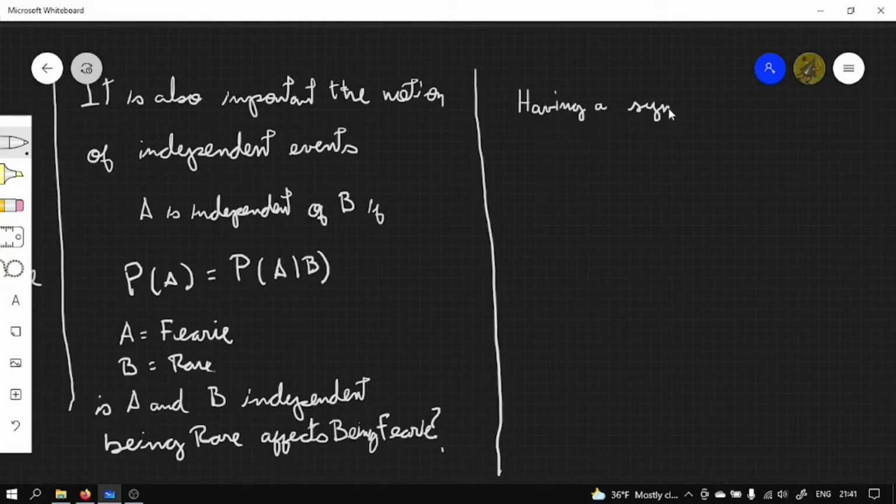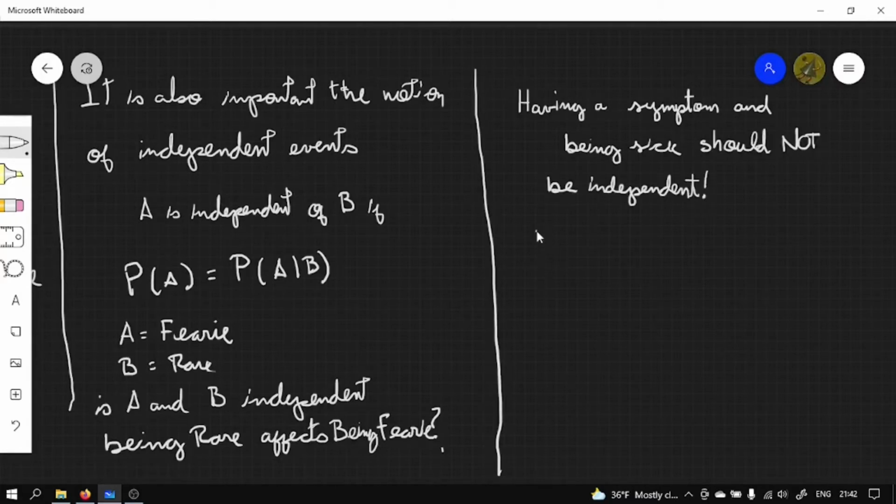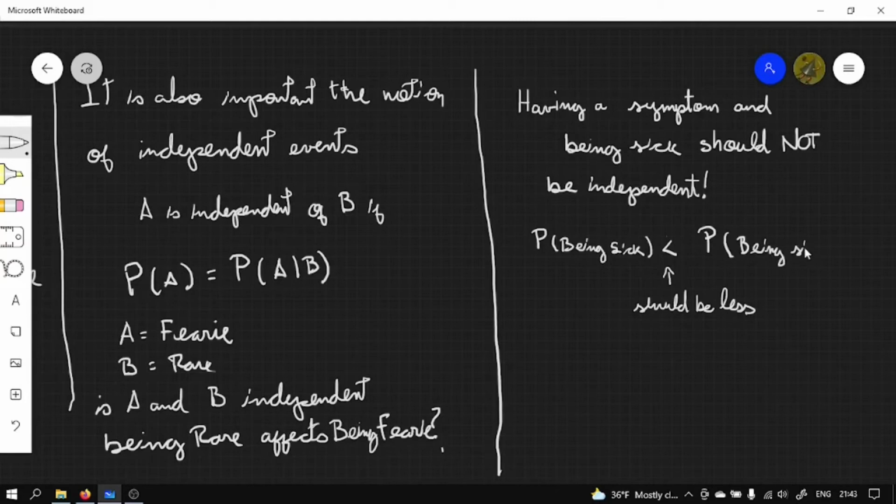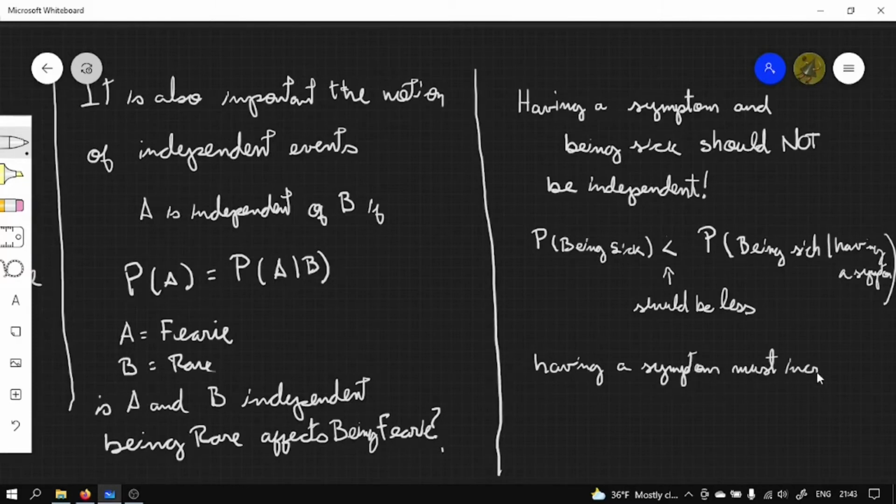And as a kind of counterexample, the event of having symptoms and the event of being sick should not be independent. If you have symptoms, the probability of being sick must be bigger than being sick just because. But we will compute this independence of variables with some data we have.